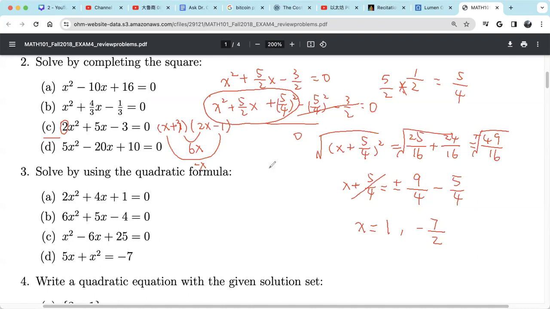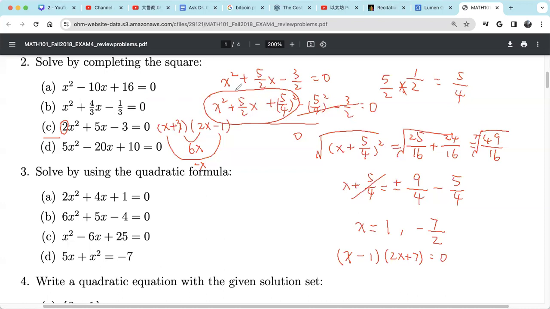So what happened here? Because why the solutions here is a little bit different. So here we have x equals 1 and then negative 7 over 2. So this means one factor is x minus 1. The other factor is 2x plus 7 equals to 0. Hold on a second. I think I made a mistake for this. Let's see where is the mistake made.